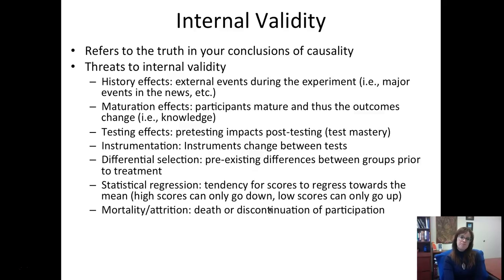We have mortality or attrition, which is death or discontinuation of participation. Mortality typically refers more to death, whereas attrition is people just stopping your intervention. And so if you have a whole bunch of people who stop your intervention because they hate it, because they hate you, because it's not convenient, all sorts of reasons people might stop it, then with the people we do have left, we make a conclusion about the effects of that intervention or that manipulation.